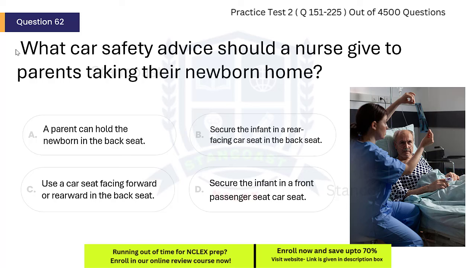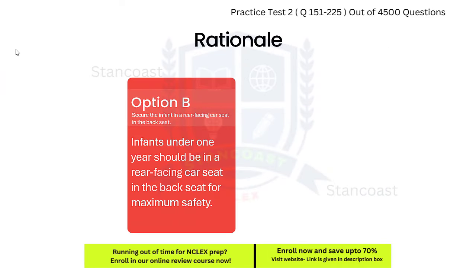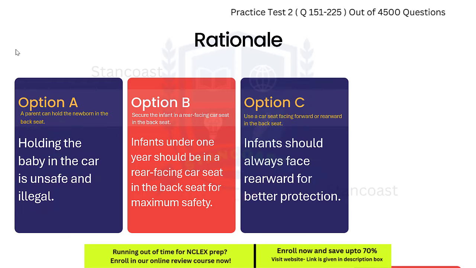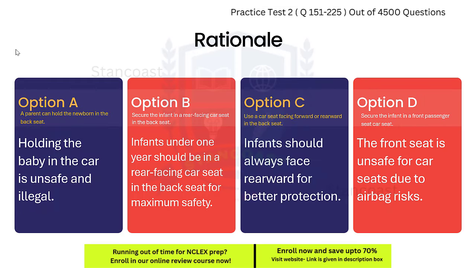The correct answer is B. Secure the infant in a rear-facing car seat in the back seat. Infants under 1 year should be in a rear-facing car seat in the back seat for maximum safety. Holding the baby in the car is unsafe and illegal, and the front seat is unsafe due to airbag risks.